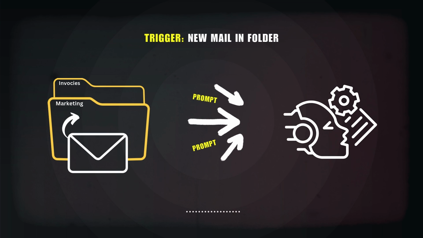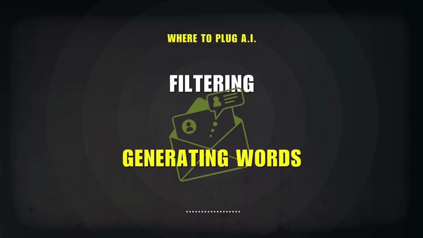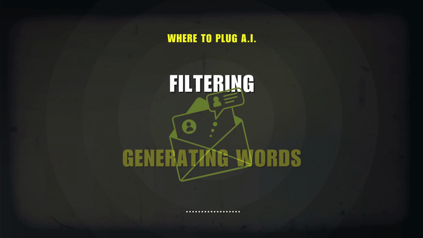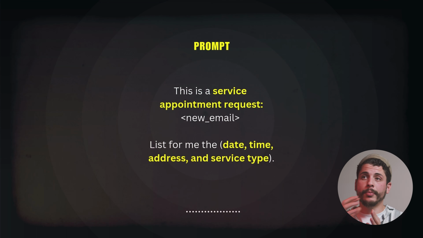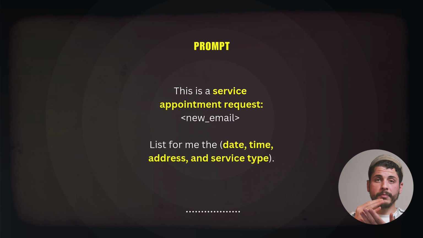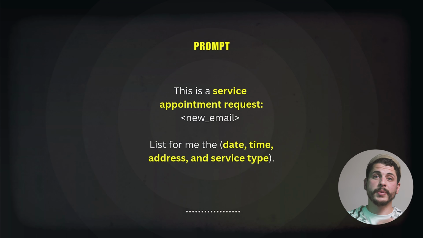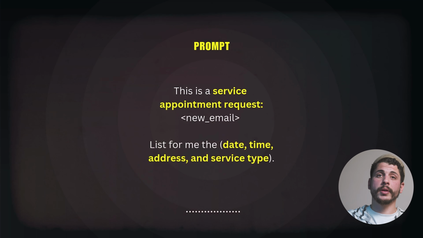So when an email hits a specific folder, a prompt and an AI specific to that folder will start to generate that action, right? And you would be able to generate very specific types of words unique to the folder or the automation that you've created behind that folder. So you would give it a prompt saying, this is a service appointment request, and here's the email. Give me the date, the address, the service type, and so on. So this is a way where the AI is not just always working, it's selected to work on a specific thing that you know it's going to handle correctly.